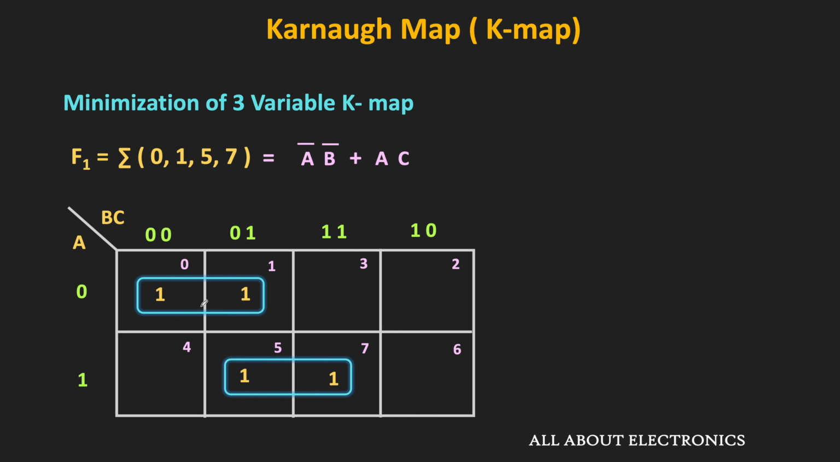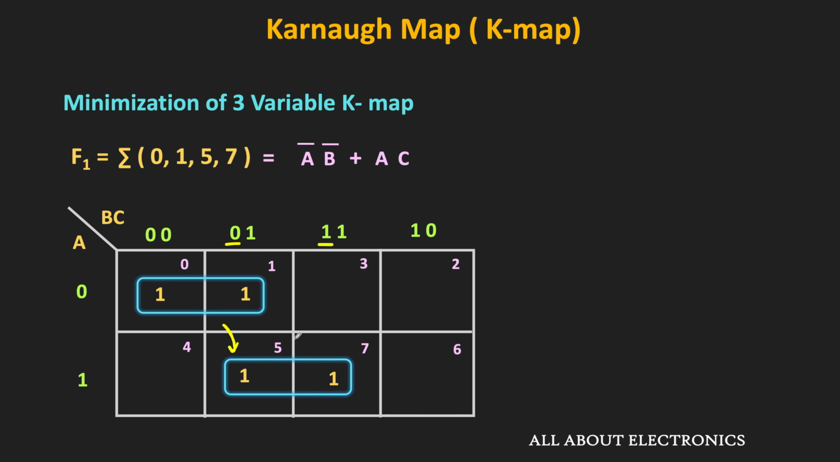So in this case, if you see, when we go from one group to the other group, more than one variable is changing. Because in this case, this variable a is changing, and at the same time, this variable b is also changing. That means these two groups are not adjacent to each other, and therefore we cannot combine these two groups. So in short, we can make a group of ones which is in the power of 2, and the shape of that group should be either square or rectangular.